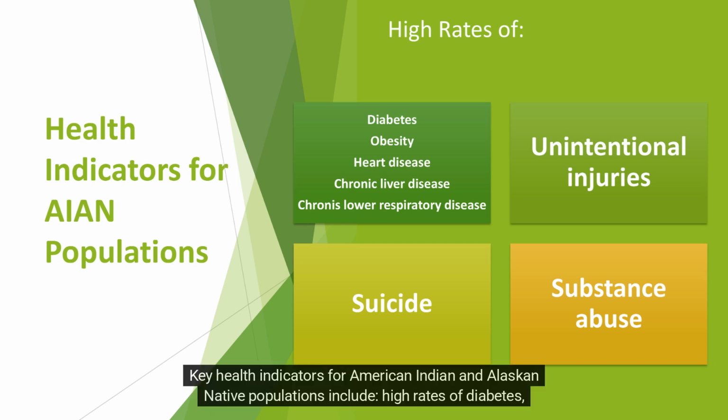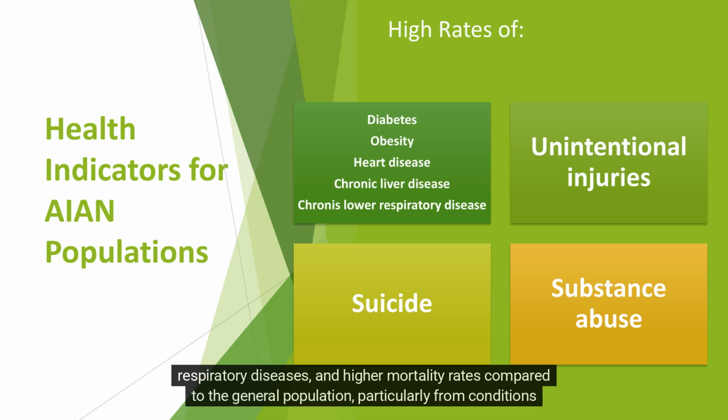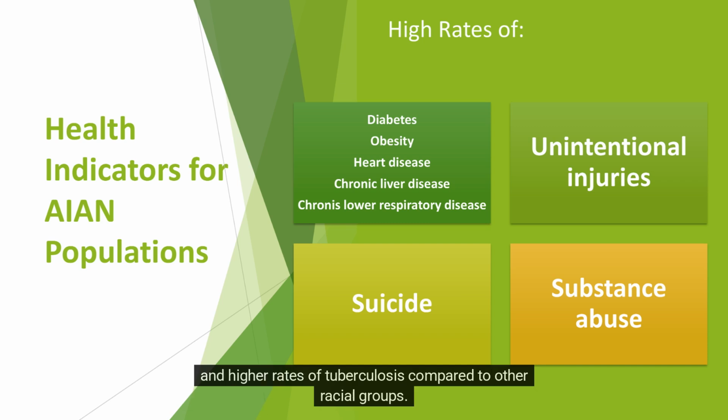Key health indicators for American Indian and Alaska Native populations include high rates of diabetes, obesity, heart disease, chronic liver disease, unintentional injuries, suicide, substance abuse, chronic lower respiratory diseases, and higher mortality rates compared to the general population, particularly from conditions like diabetes, liver disease, and unintentional injuries. They also often experience lower access to health care and higher rates of tuberculosis compared to other racial groups.